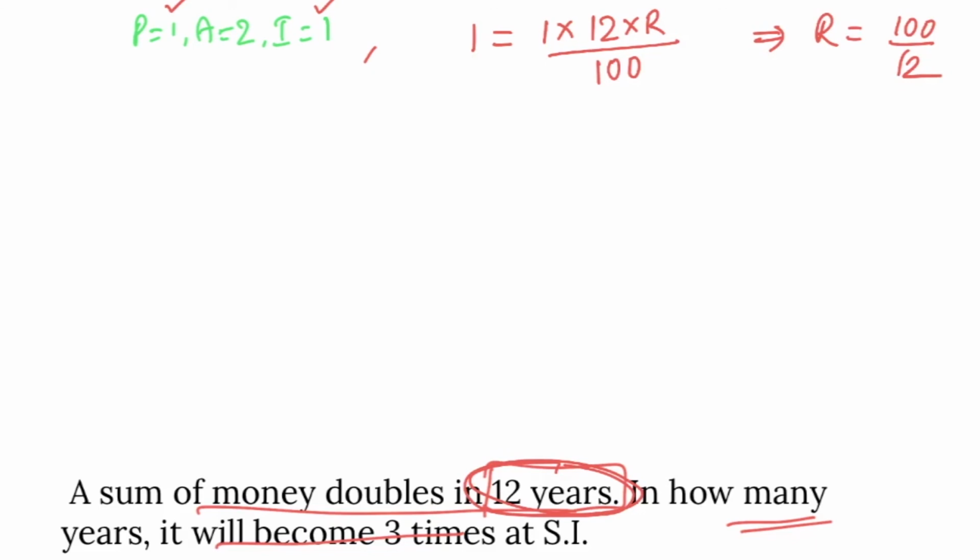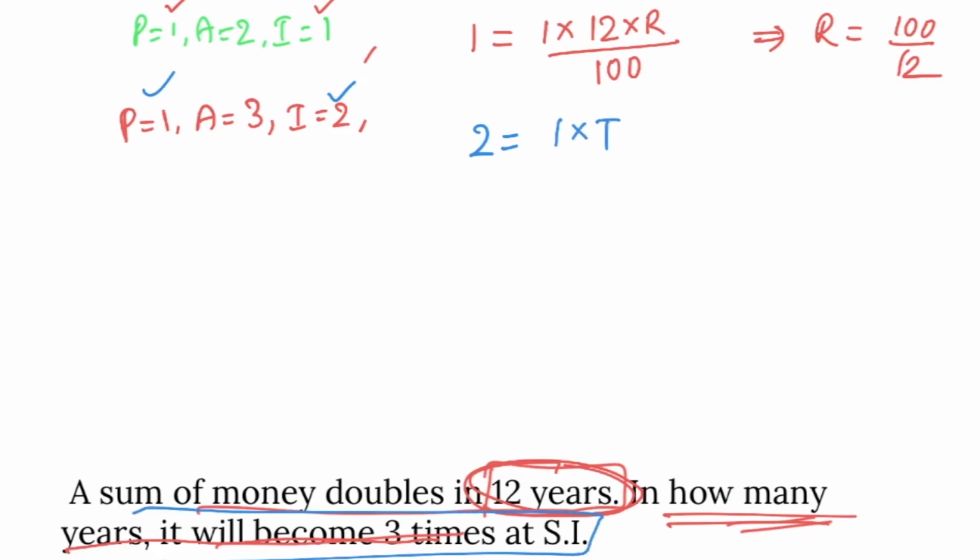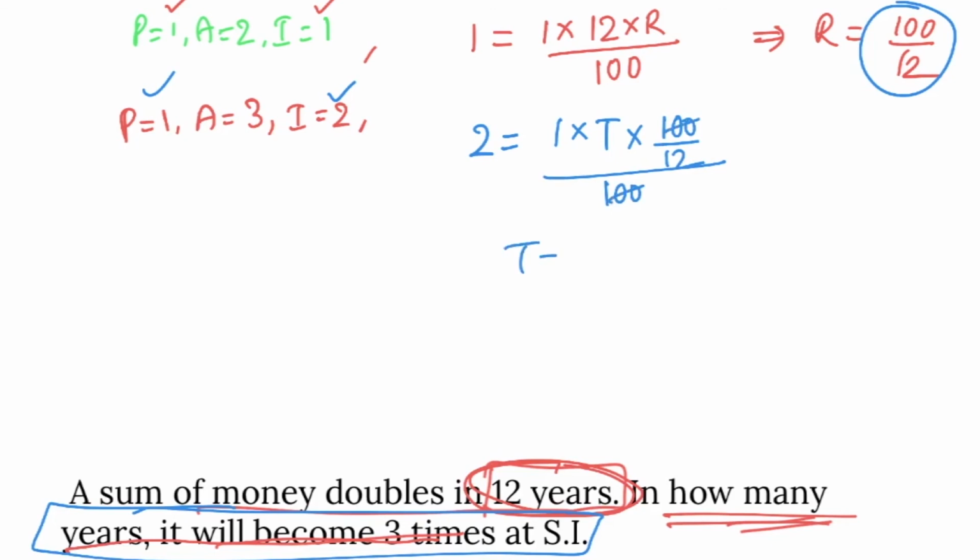Next, in the second condition, in how many years will it become 3 times? If 1 rupee is borrowed and it becomes 3 rupees, interest is 2 rupees. There, interest I, 2 rupees, is equal to P, 1 rupee, into the time period required, in how many years it will become 3 times, into the rate of interest we already calculated, 100 by 12, divided by 100. PTR by 100. 100 gets cancelled. Time period is 12 into 2, 24 years.